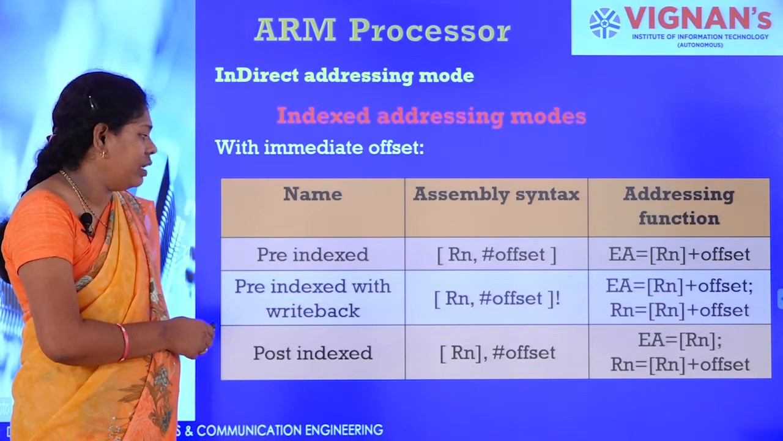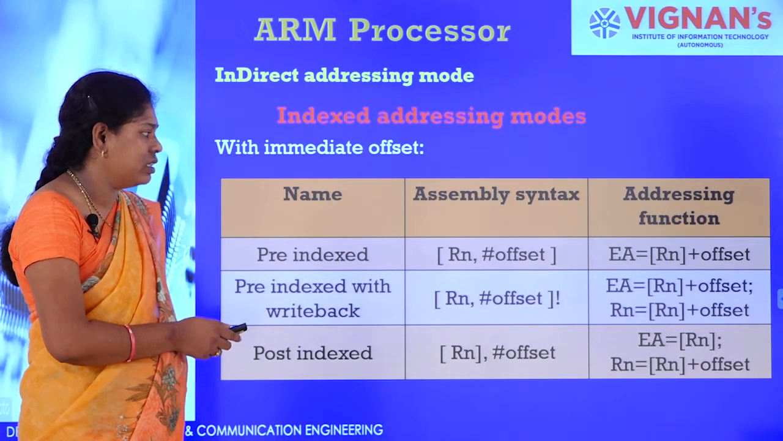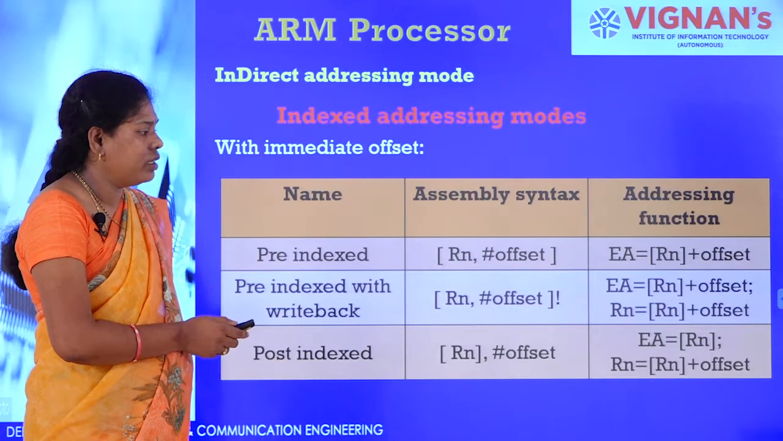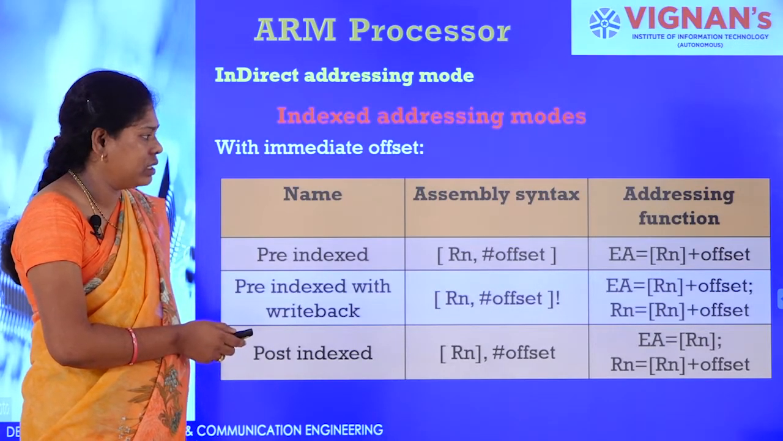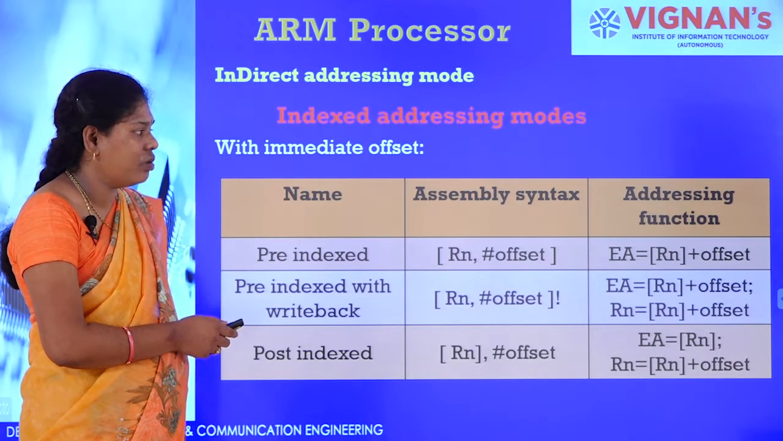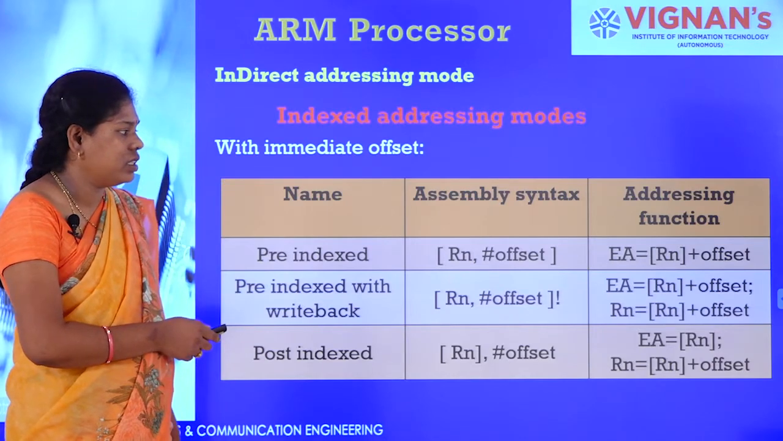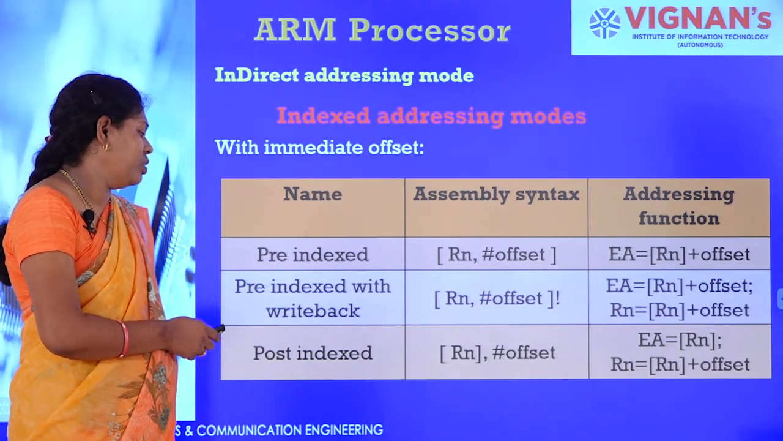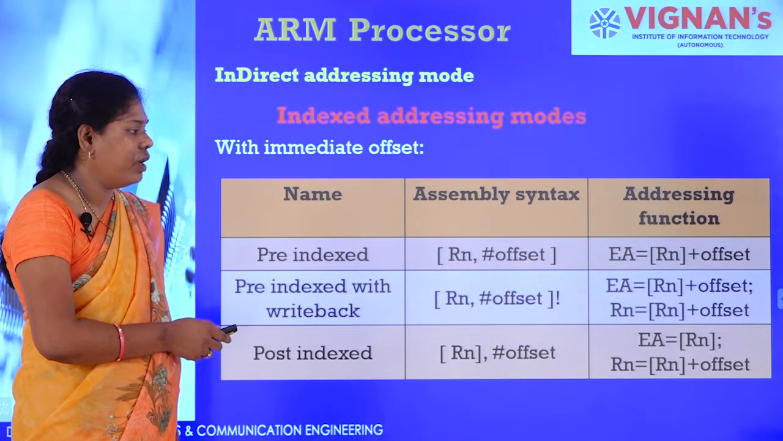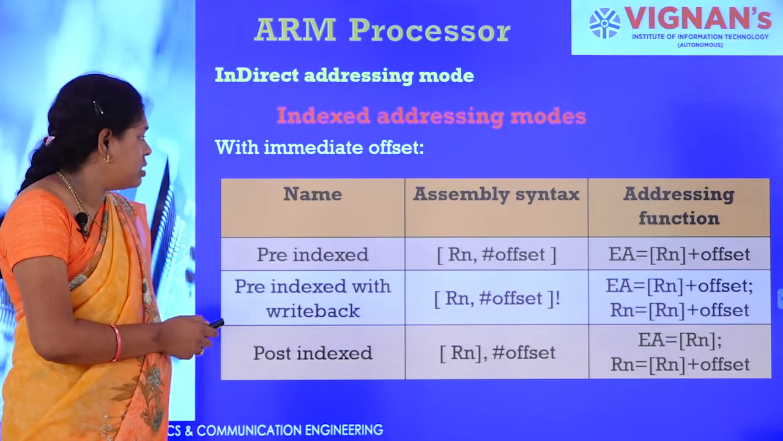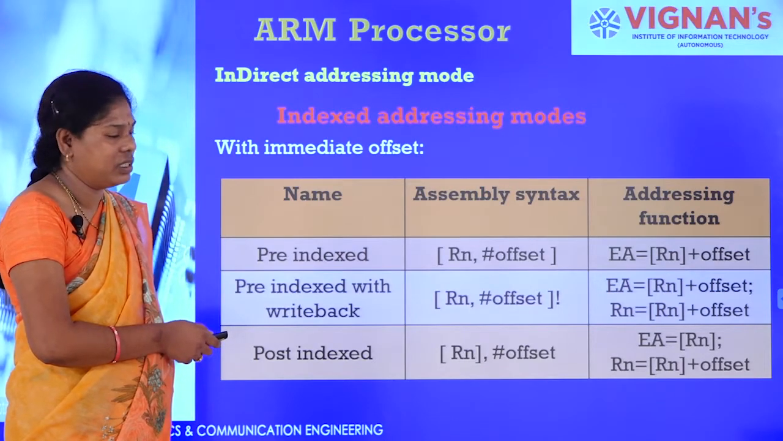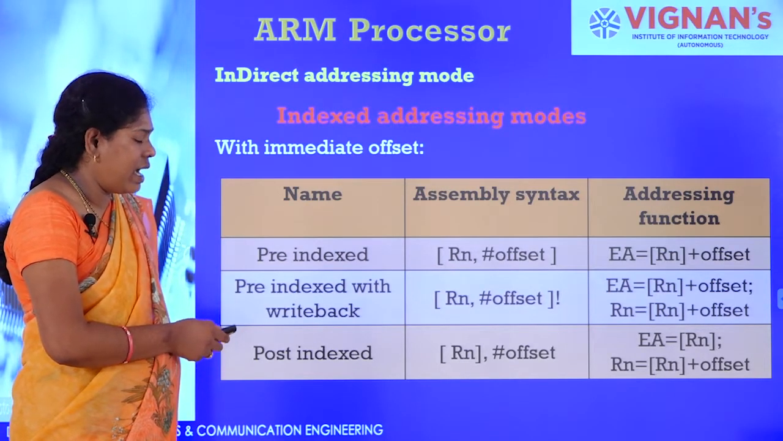Coming to pre-indexed with write back. Write back is nothing but the register will be updated with the new address. In the first case, the register will not be affected, but in write back the register will be overwritten. Coming to post-indexed addressing mode, first the data is copied, then the register will be updated with the new address. Similarly, here all these offsets we are specifying directly, that is immediate addressing mode, we are using the hash symbol.